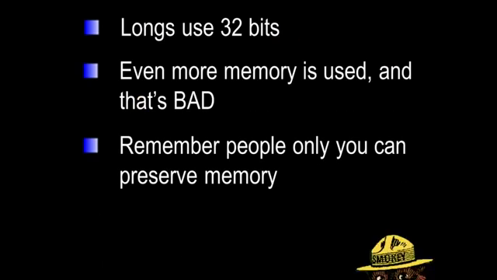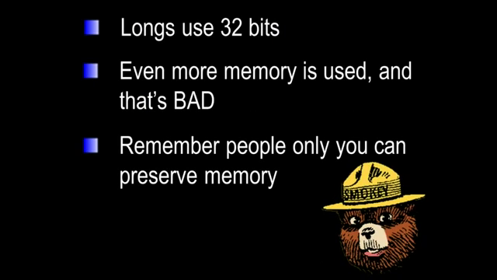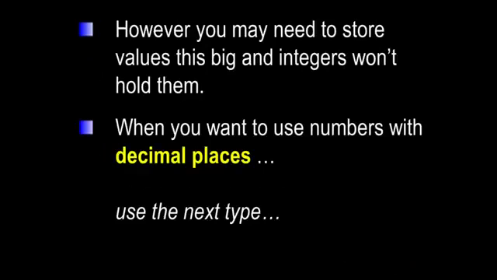Okay. So longs use 32. That's more. And that's bad, right? Because you can only reserve memory, right? So memory is a finite thing on a computer. We have a lot of it, but eventually it's going to run out. In the world of math and science, it never runs out because it's all theoretical. But in the computer, it's actually practical, and memory will eventually run out.